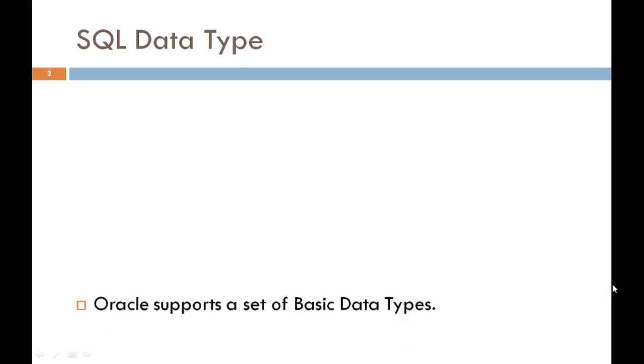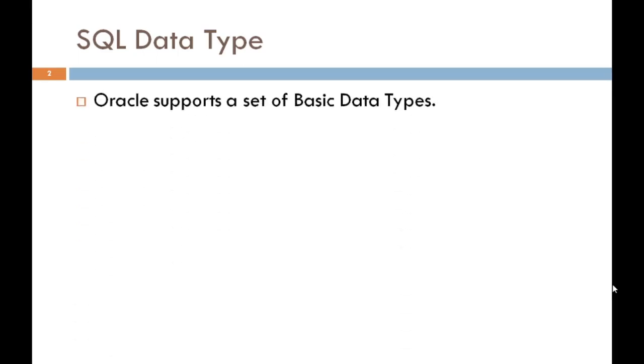SQL data types. Oracle supports a set of basic data types. In a database, each piece of data has a specific data type. A data type specifies the type of data that a column can hold, such as a character or string, numerics, date and time, etc. A data type defines what kind of value a column can contain.